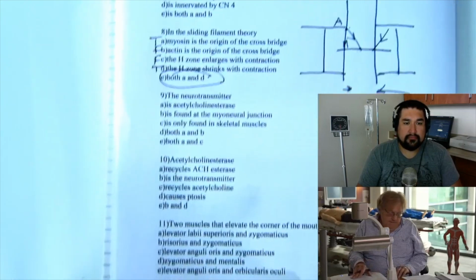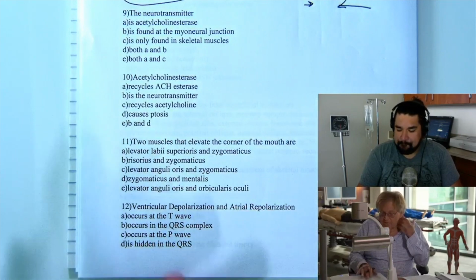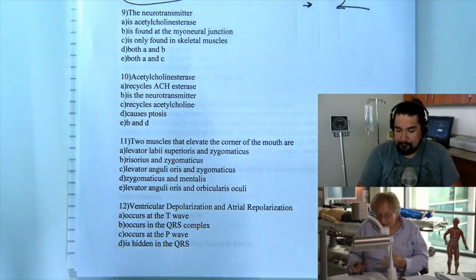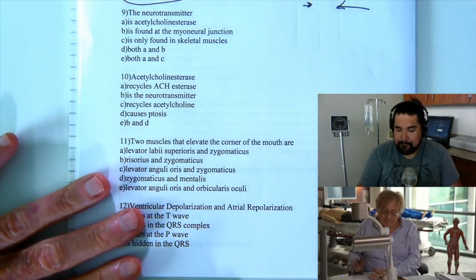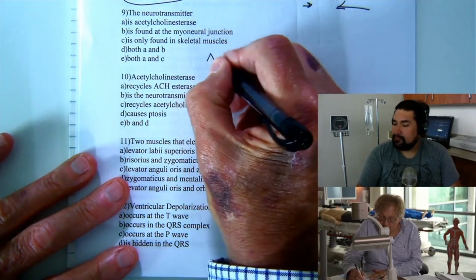I guess maybe 9. Yeah, we can do 9. Neurotransmitter. Just remember, there are probably thousands of neurotransmitters now, but the key one to always remember is acetylcholine.